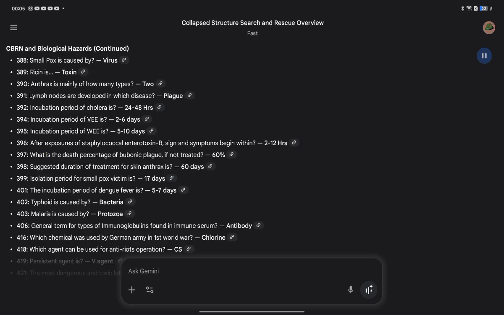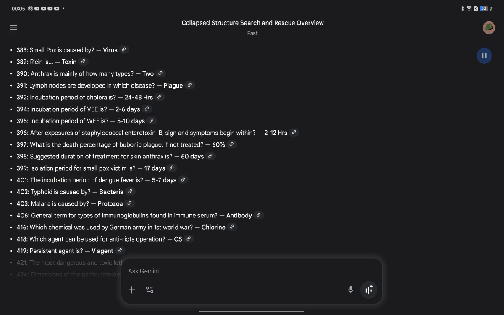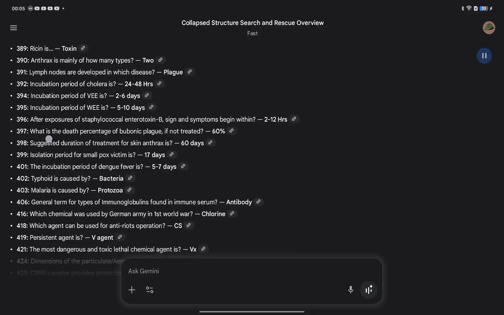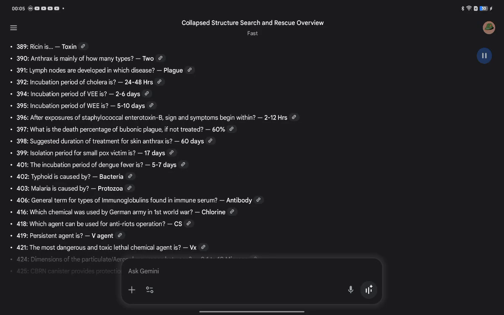CBRN and biological hazards continued. 388. Smallpox is caused by virus. 389. Ricin is toxin. 390. Anthrax is mainly of how many types? 2. 391. Lymph nodes are developed in which disease? Plague. 392. Incubation period of cholera is 24 to 48 HRs.